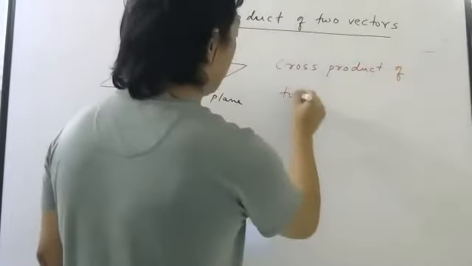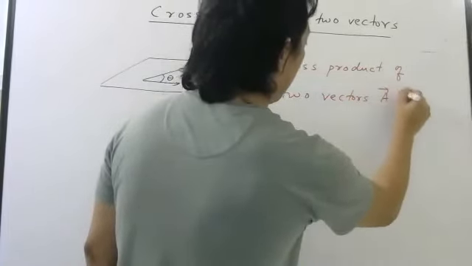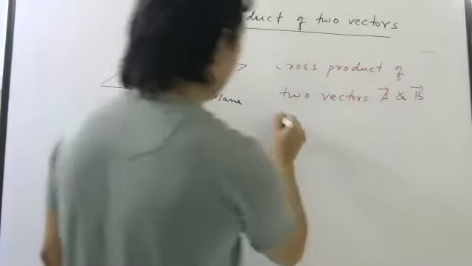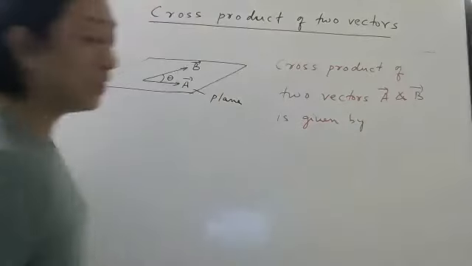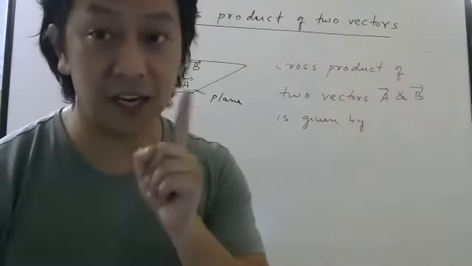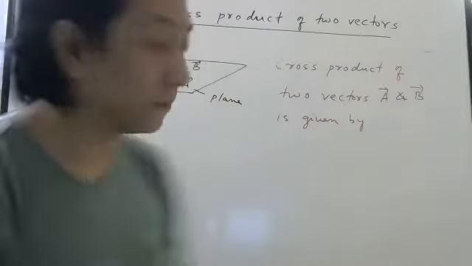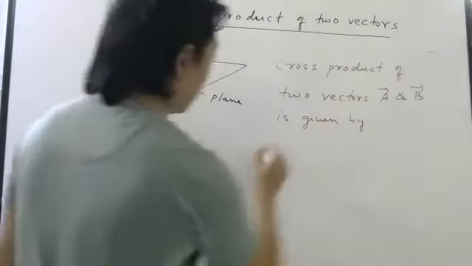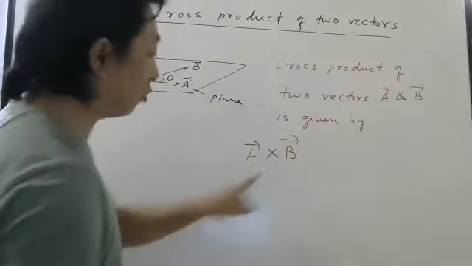So the cross product of two vectors A bar and B bar is given by. This time remember, we want a vector. We don't want a scalar this time. If you want a scalar, you have to use the dot product. We want a vector. So the cross product of two vectors is written as A cross B. This is how we write.